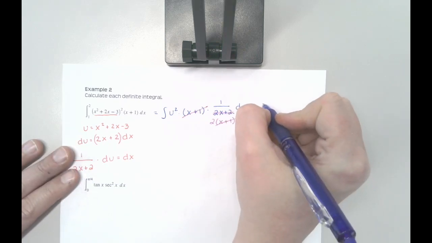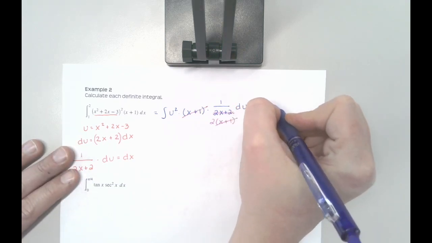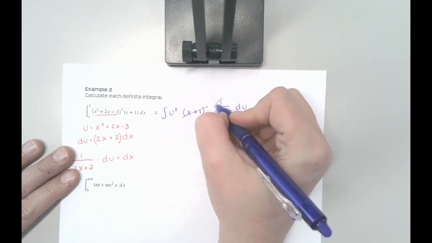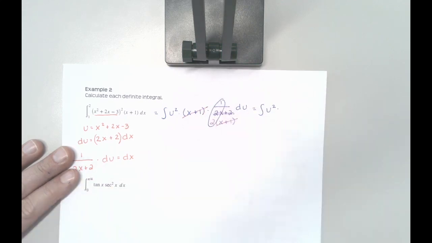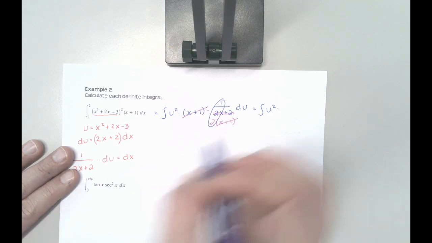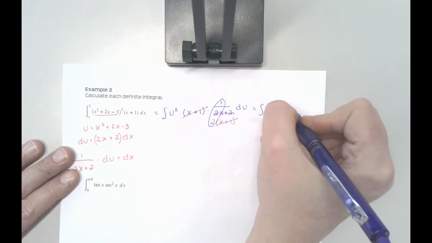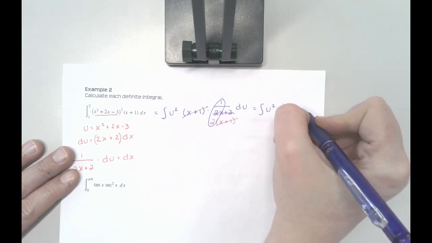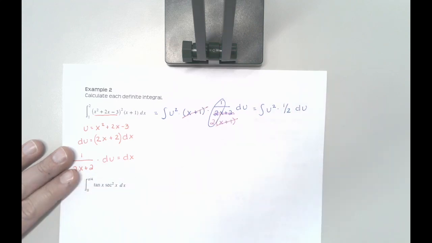Now what I have is an integral of u squared. Over here, I have a 1 over 2 left. This is what I meant when I said sometimes you get random floating numbers. So I have a 1/2. And then du. And now let's do my antiderivative.